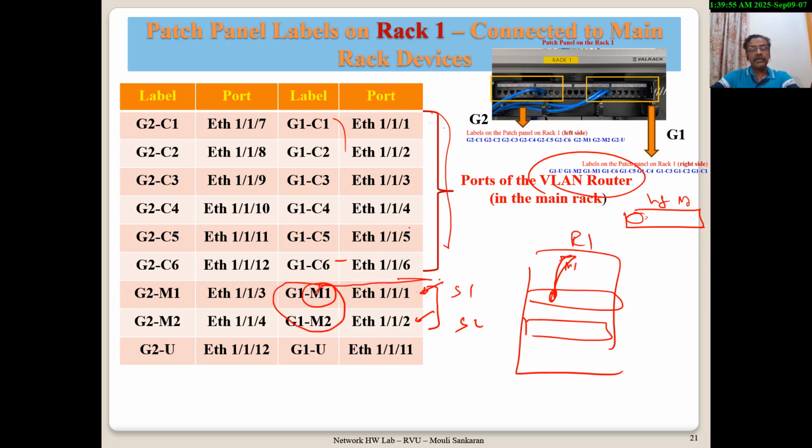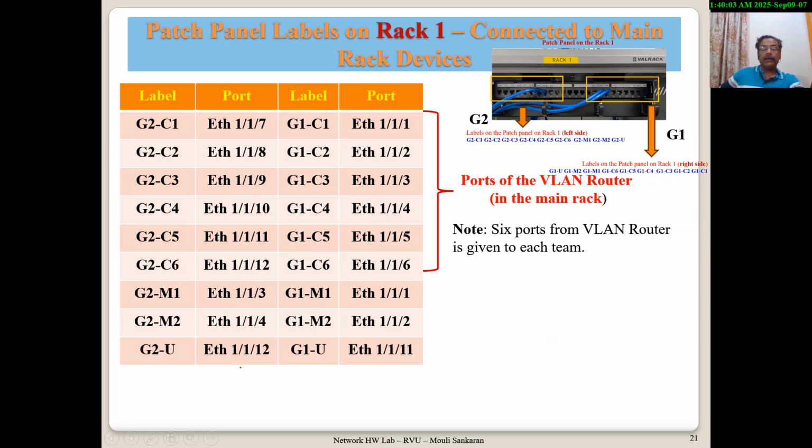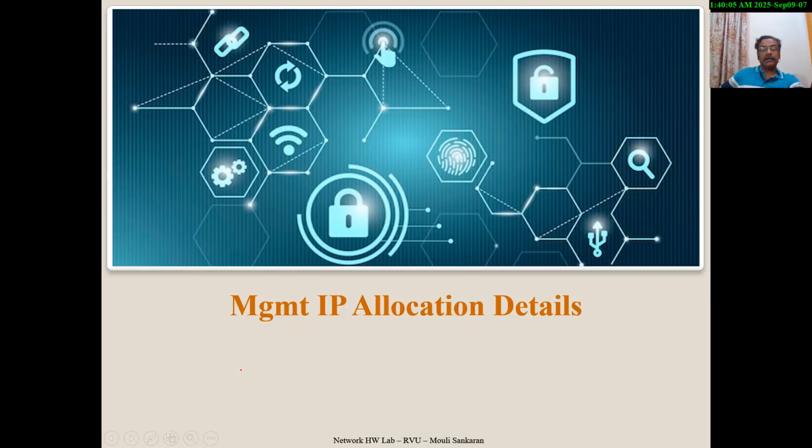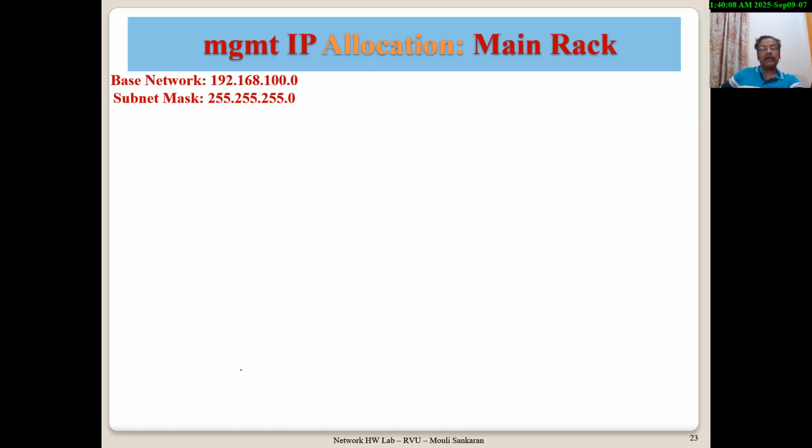Now let us go further. Now IP allocation, as I told you that 192.168.100 is the network, and this is the subnet mask. If you apply this, this is the network ID, and this is the host ID portion. I hope this is clear to you. This is /24 format.